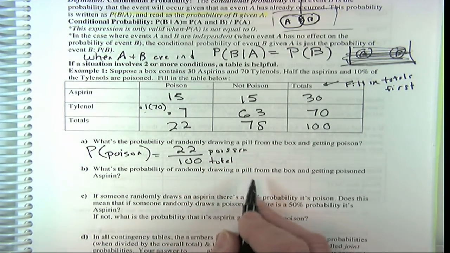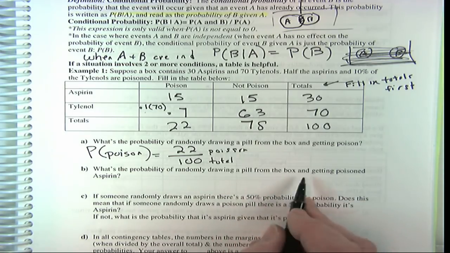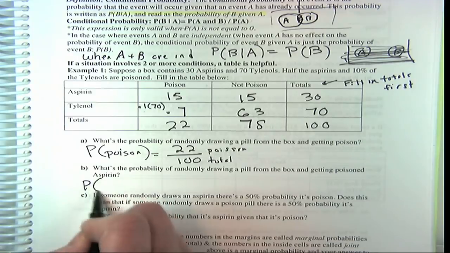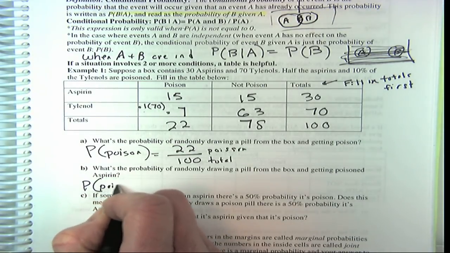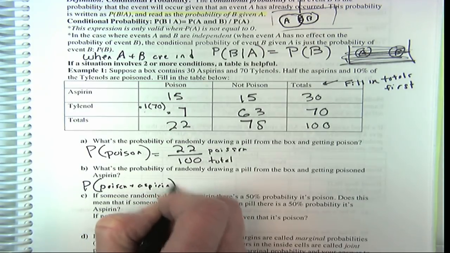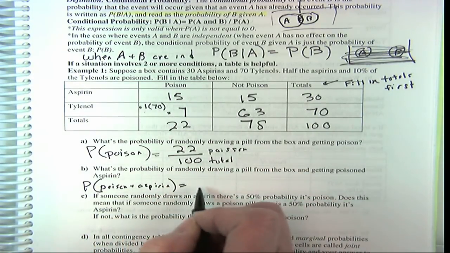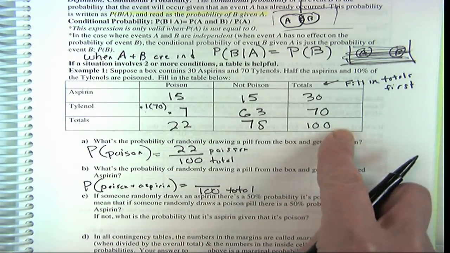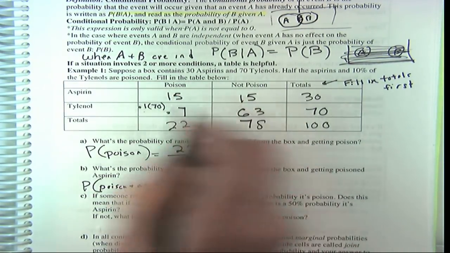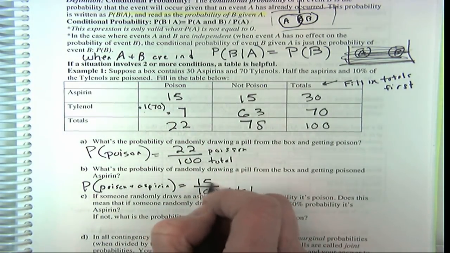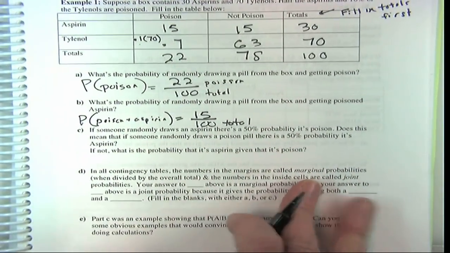Now, what's the probability of randomly drawing from the box and getting a poisoned aspirin? So that's the probability of poison and aspirin, both of them. So that's out of the 100 total pills. There's 15 that are both aspirin and poison. So that's easy too. Now, let's look at this.